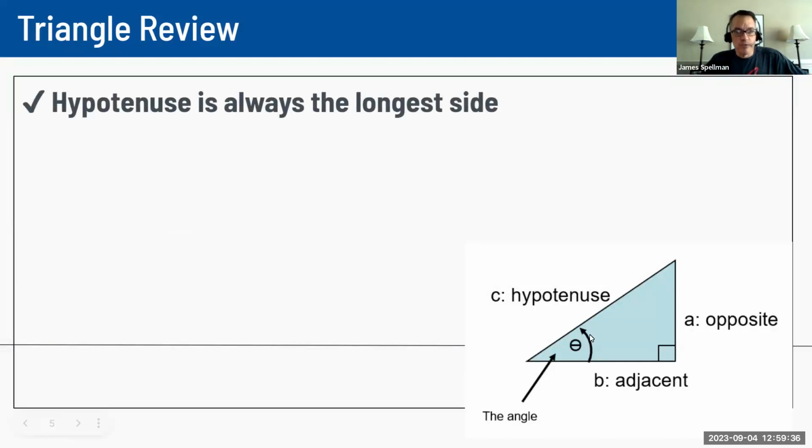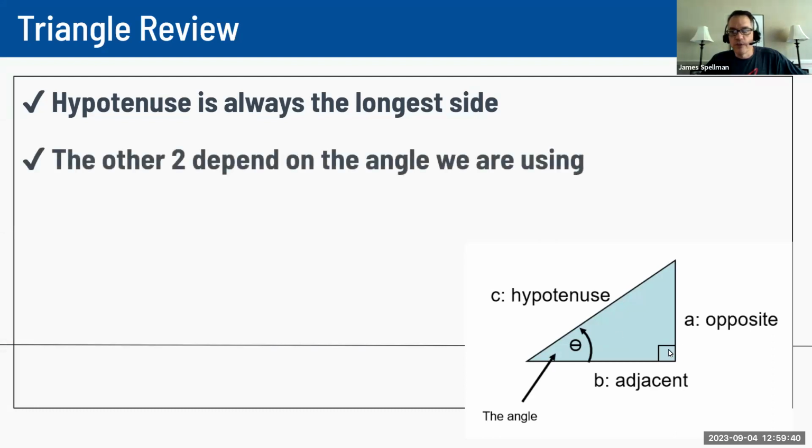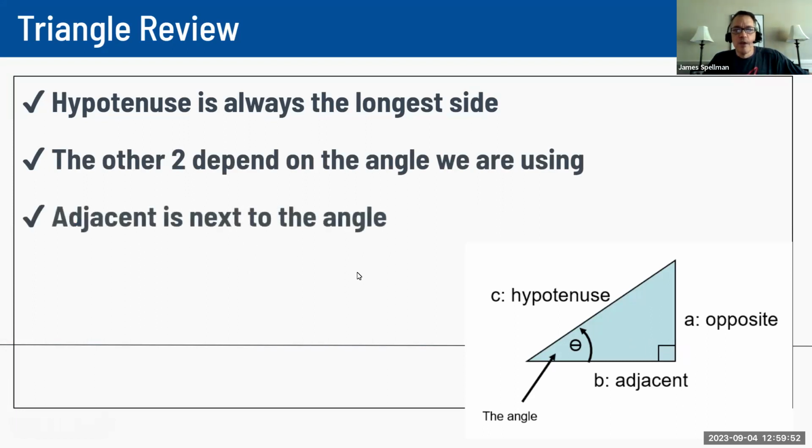Remember that the hypotenuse is always going to be the longest side because it's across from the biggest angle. You can't have an angle bigger than 90 degrees in a right triangle. Which one's the opposite and the adjacent can depend. So the adjacent's not always on the bottom, the opposite's not always on the side. These can be flip-flopped around. It depends on the angle that we tend to be using.